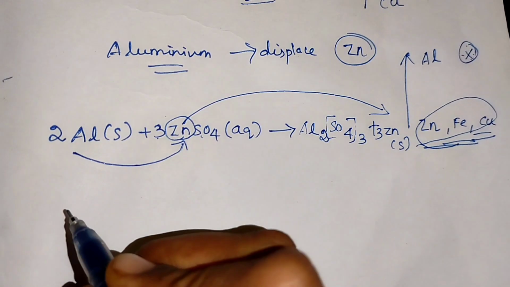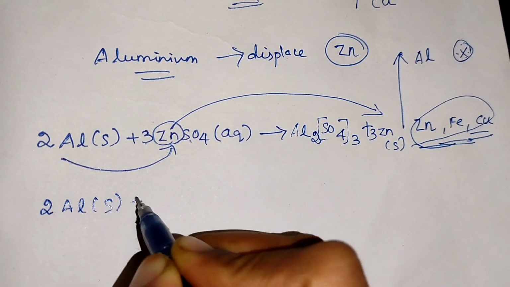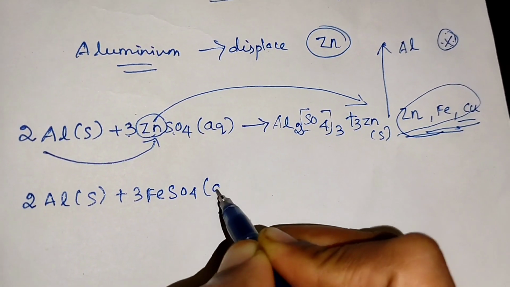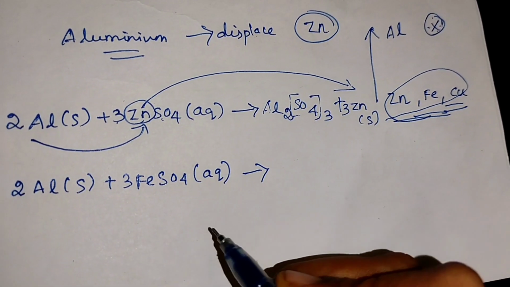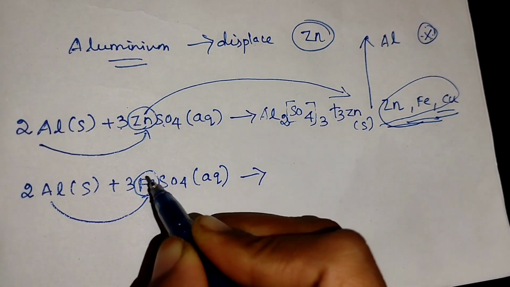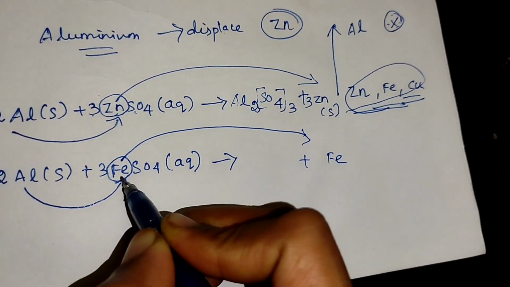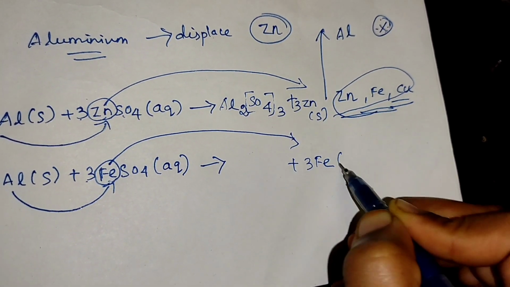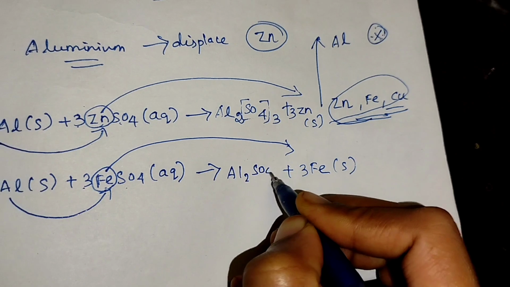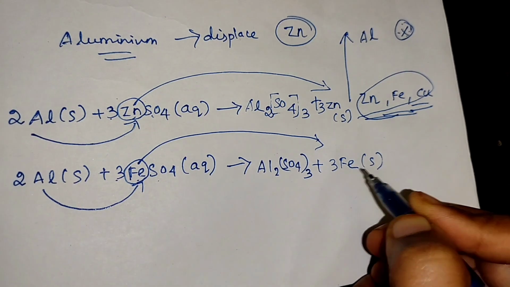The next reaction: aluminium with iron sulfate, ferrous sulfate, FeSO4. Aluminium is more reactive, so it will easily displace the iron, and the iron goes out. How many Fe? 3, so 3 Fe, solid. Balancing, you join and write Al2(SO4)3, aluminium sulfate, and the iron is separated.